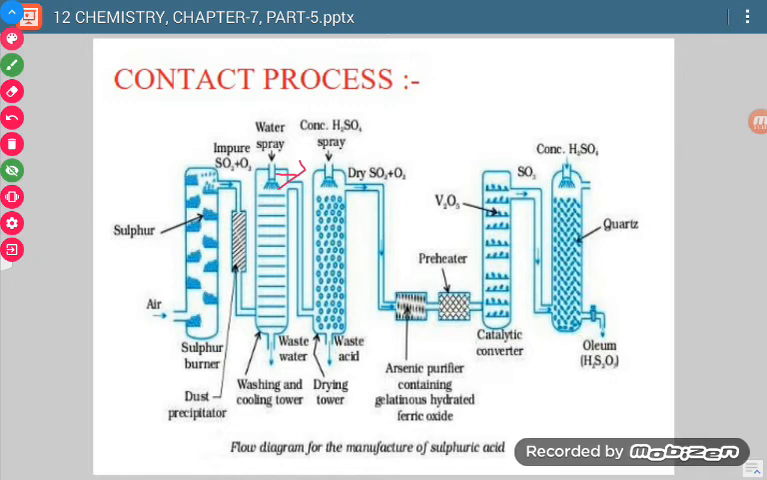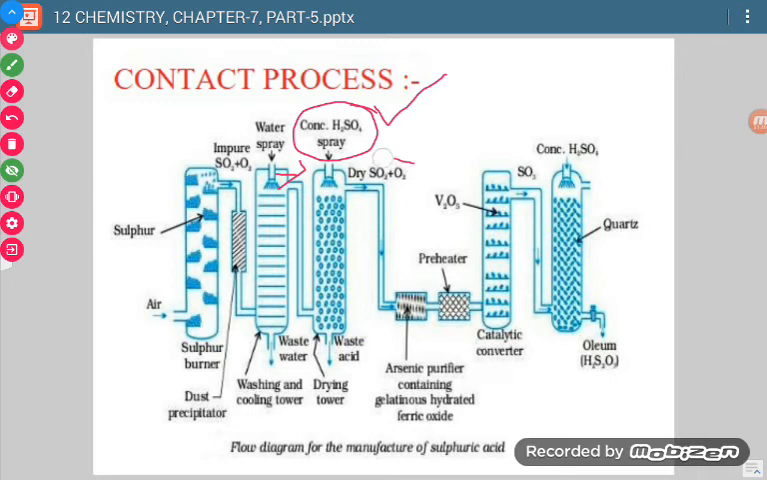And now we again feed it from the bottom, and from the top we spray concentrated sulfuric acid. Its property is dehydration. So it absorbs all the water molecules, because when we are washing sulphur dioxide with water, it is becoming wet. So we want dry and pure sulphur dioxide. So we will pass it through the sulfuric acid chamber, where sulfuric acid will be sprinkled from the top. It will absorb all the water vapors present in sulphur dioxide gas, and it will be dry.